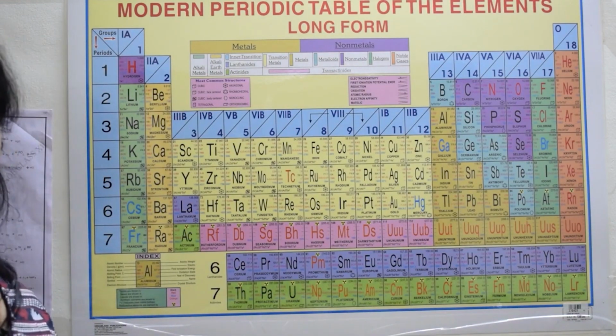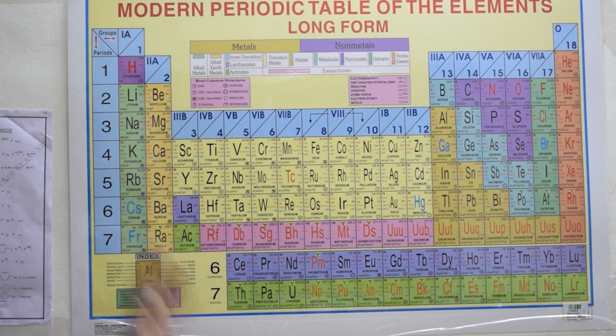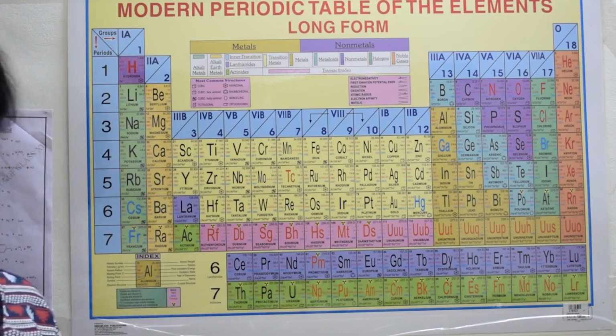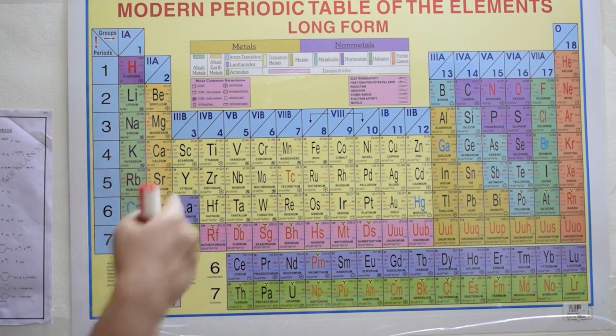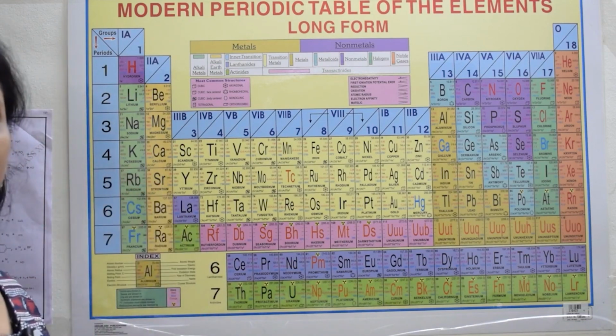Now what was his observation? What did he discover? In the modern periodic table, I've got this chart. Very wonderful chart it is, very important for your inorganic chemistry. According to the modern periodic table, there are two important things which you should remember. Most of the students get confused, so remember these two important words.